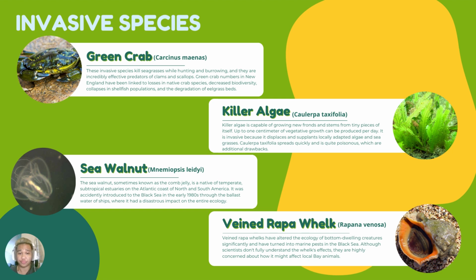Next, we have invasive species. Invasive species are well known to impact many aspects of ecosystems, including biodiversity, food web structures, and ecosystem functioning. So here are some invasive species that affect the phosphorus cycle: the green crab, killer algae, sea walnut, and the veined rapa whelk.